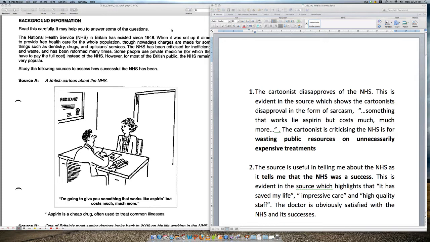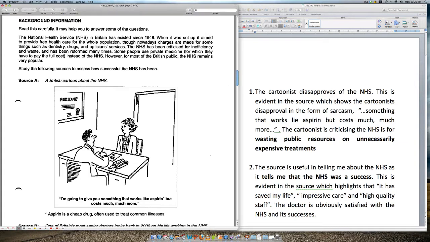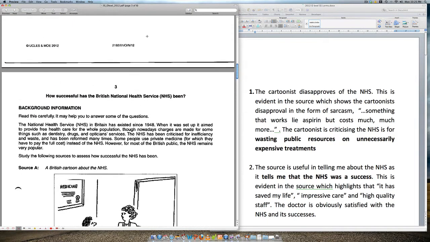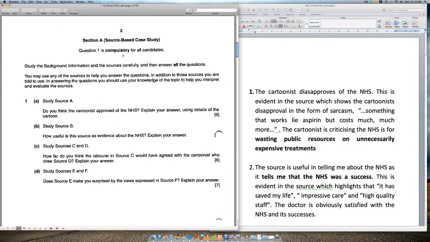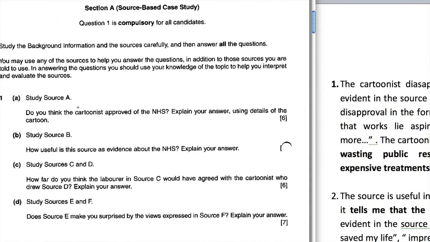Now, many of you would have already done this as a class test, so take this opportunity to review what the answers are and what are some of the common mistakes that are made. Right, so the very first question that you're required to do is, do you think the cartoonists approve of the NHS? Explain your answer using details of the cartoon.